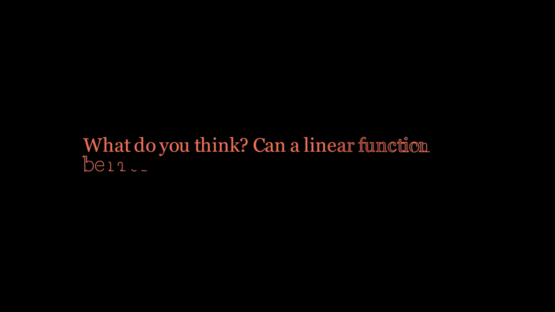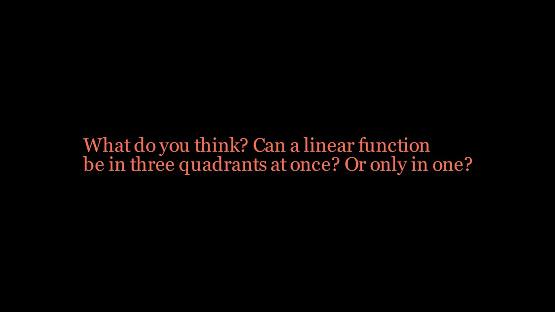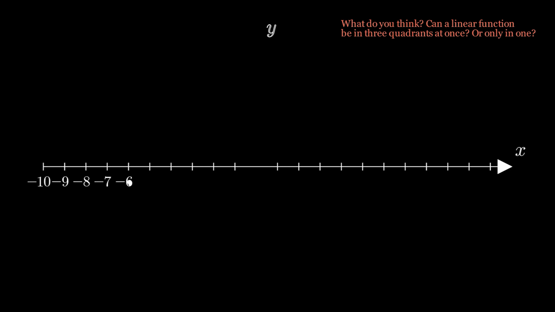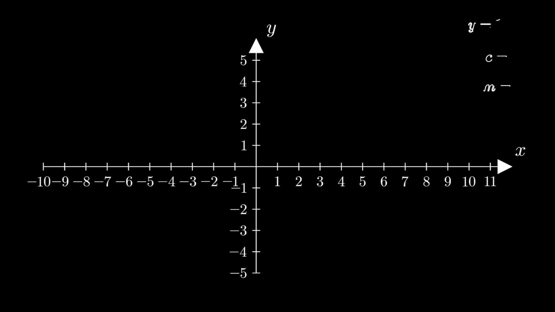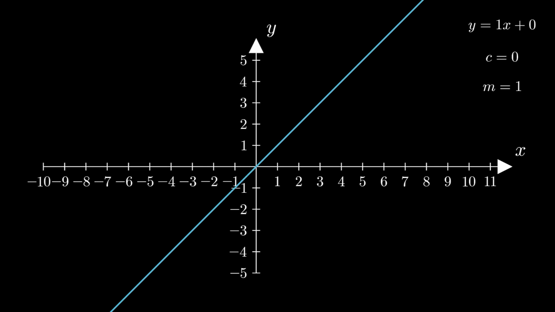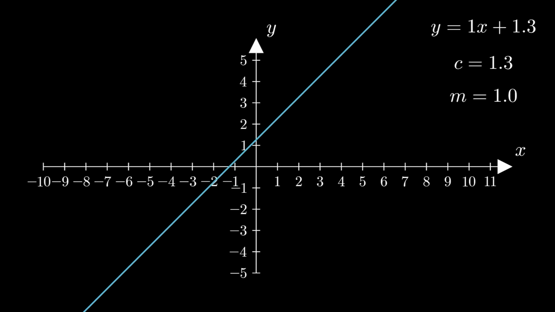Here's an interesting question. Can a linear function pass through 3 quadrants at the same time? Or can it only occupy 1? Let's find out with the help of the coefficient c. Starting with the function y equals x plus 0, we'll gradually increase c to 5, then decrease it to -5.